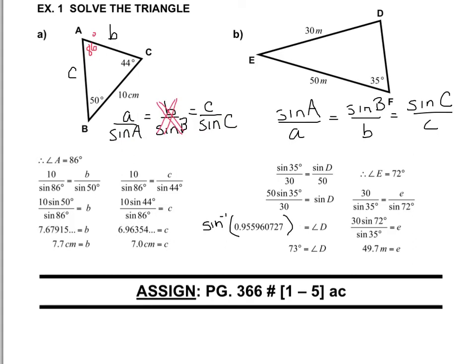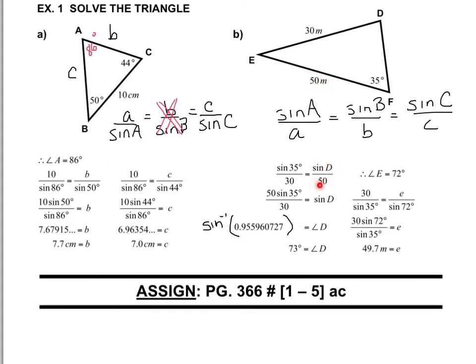So we are going to be using the sine law for part B because I know an angle and its opposite side. Since I'm solving for D or E first, I'm going to use this form of the sine law. And we start off with what we know. So we know sine of 35 degrees over the opposite side, which is 30. So I wrote that right here. We're going to go and solve for D next. So we get sine of D over the opposite side, 50, and we get that right here.